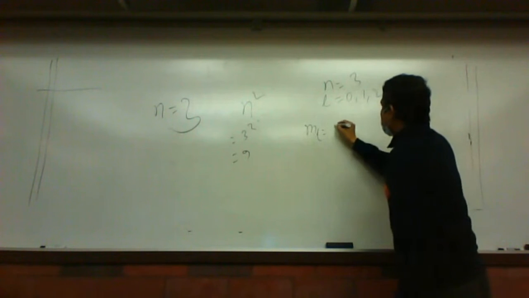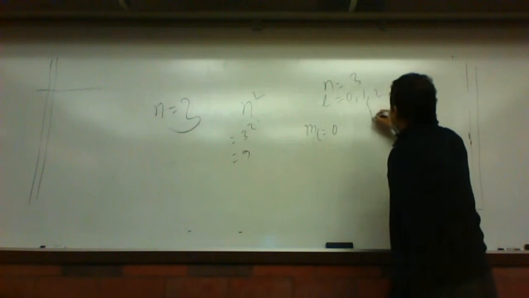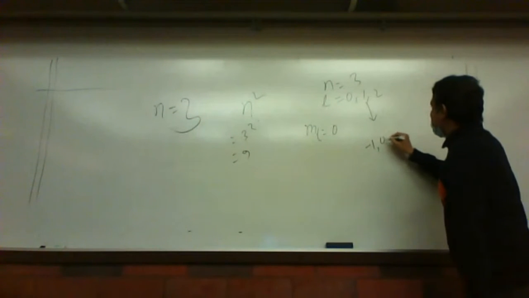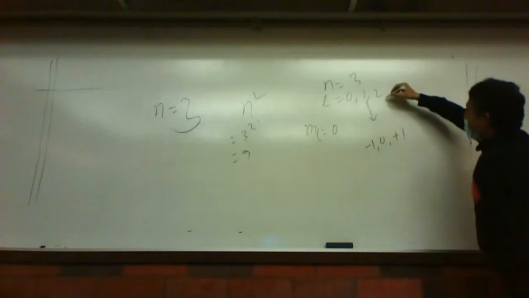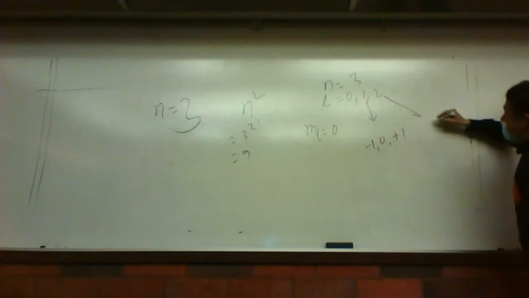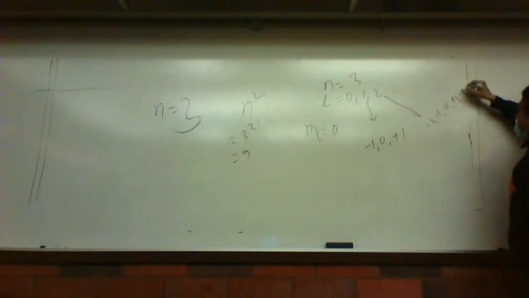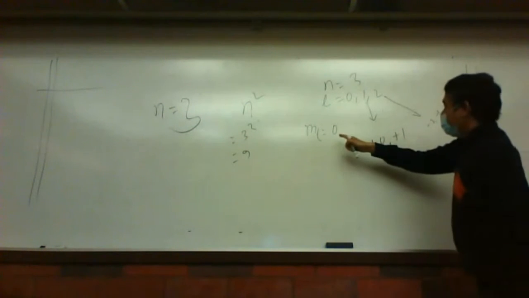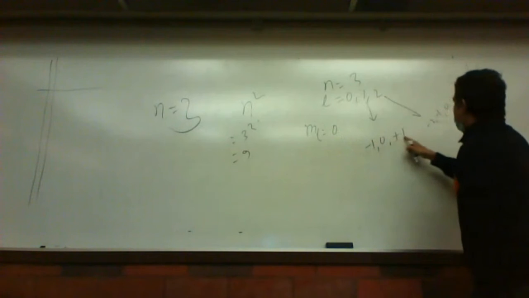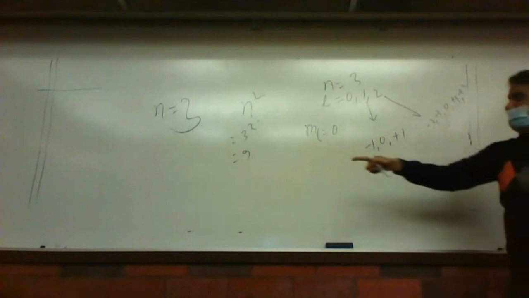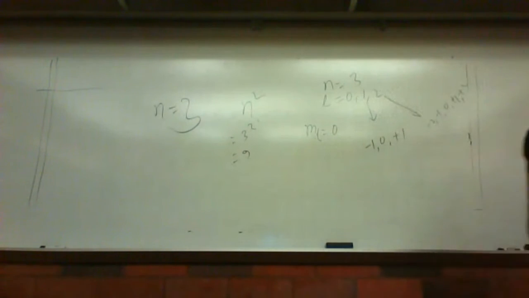The ml value for L equals 0 is 0. The ml values for L equals 1 are minus 1, 0, and plus 1. And the ml values for L equals 2 are minus 2, minus 1, 0, plus 1, and plus 2. Can you count here? How many spaces are there? 1, 2, 3, 4, 5, 6, 7, 8, 9. So 9 kinds of species exist there for n equals 3. Make sense? So if you go to n equals 4, 16 types of species exist around that orbit.